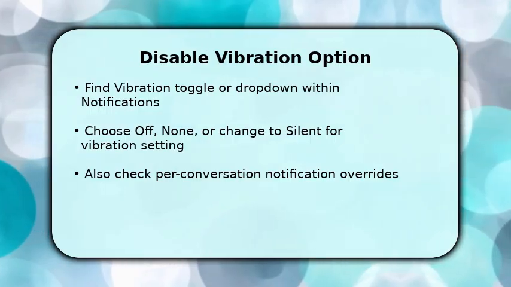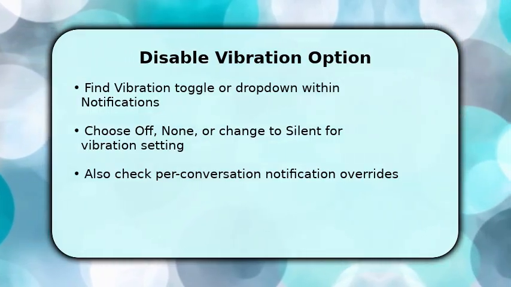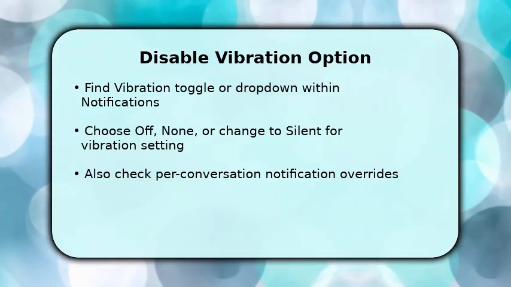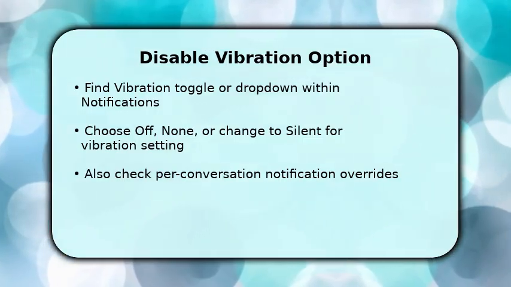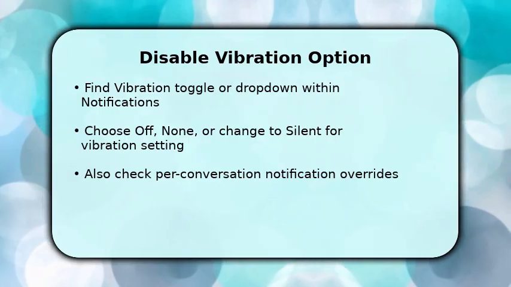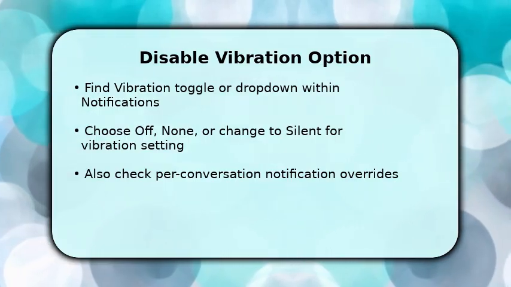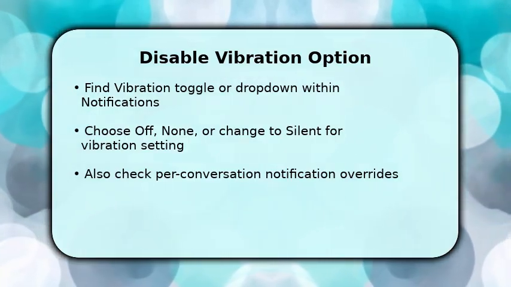If your app supports per conversation overrides, repeat this step inside each chat whose vibration you want muted. Once done, the app will stop sending haptic alerts while still showing visual notifications if those are enabled.